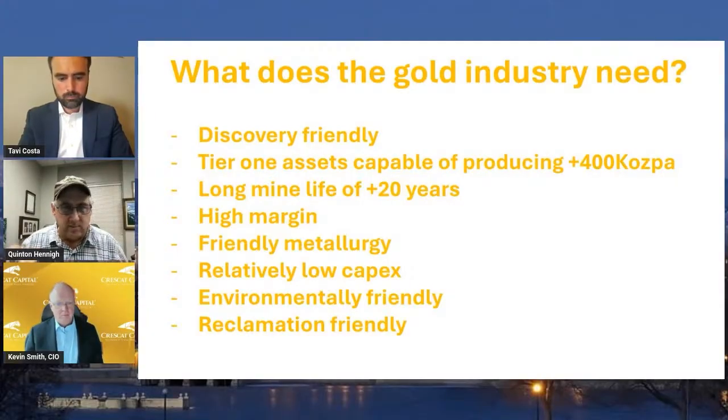And I set the bar here. I put it at 400,000 ounces. Is that a magical number? No, it isn't. But I would say that's the kind of number that a major mining company needs these days to make a meaningful impact.